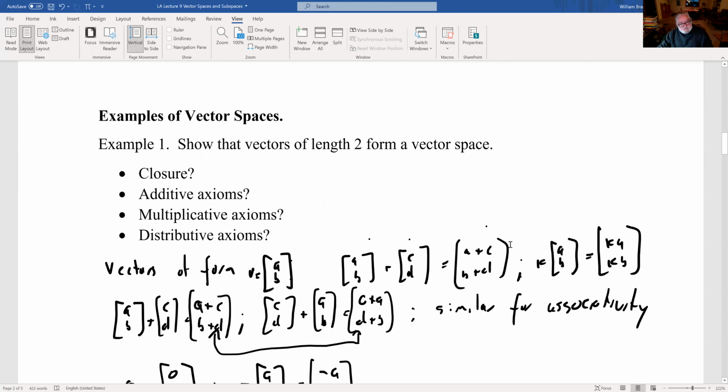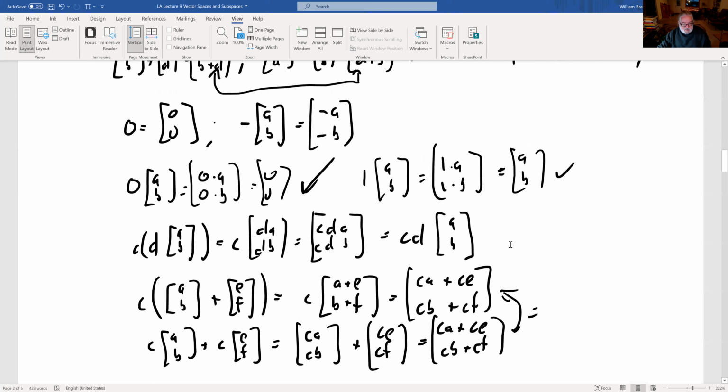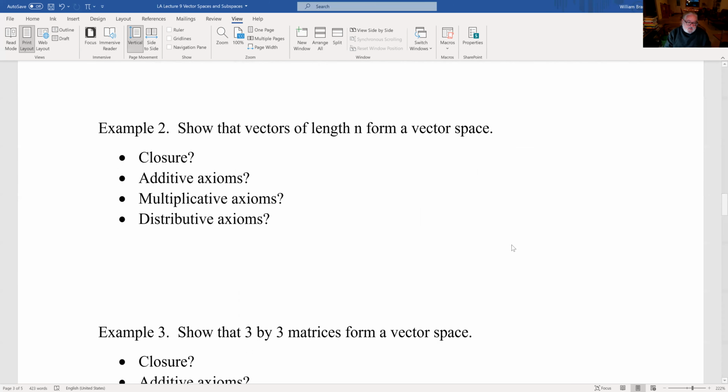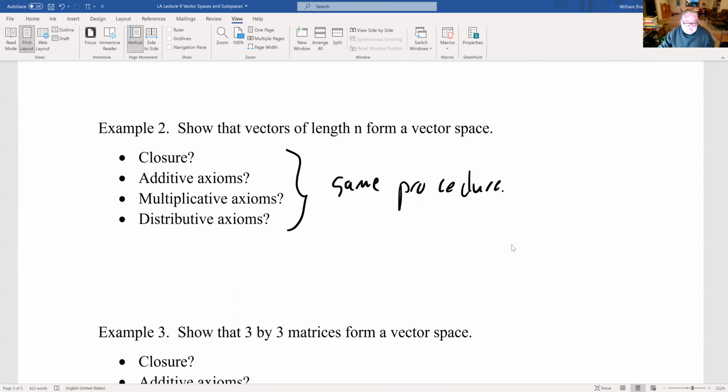What it means is a collection of vectors. You can add them and get another vector. You multiply by a constant, give another vector, and multiplication and distribution behave the way they should. So vectors of length n form a vector space. Same procedure as above. You can take vectors of length n, you can add them together, get another vector of length n. You can multiply by a constant, get another vector of length n.